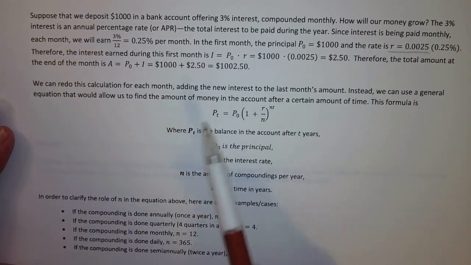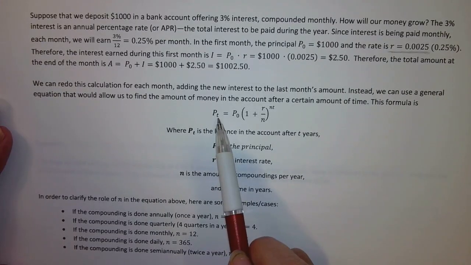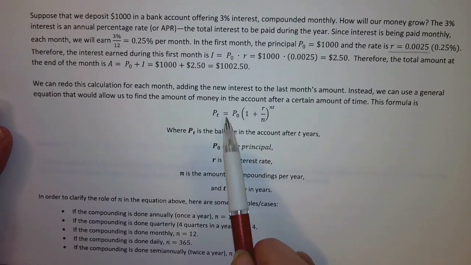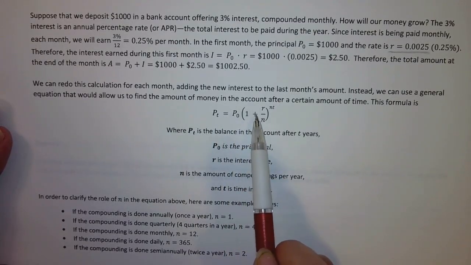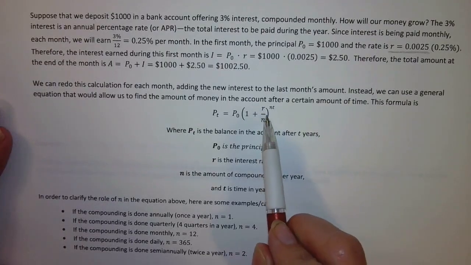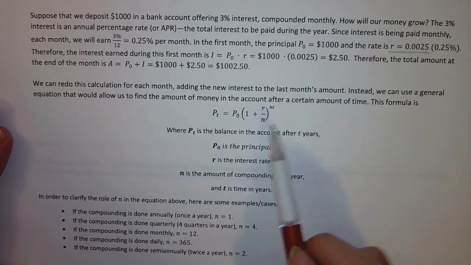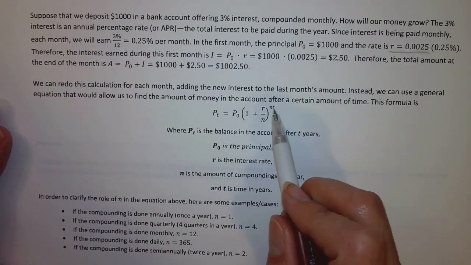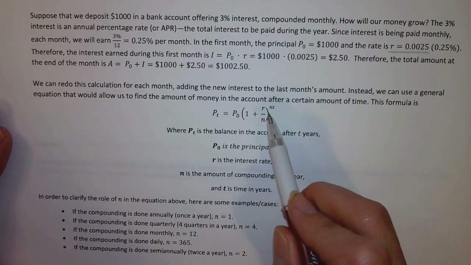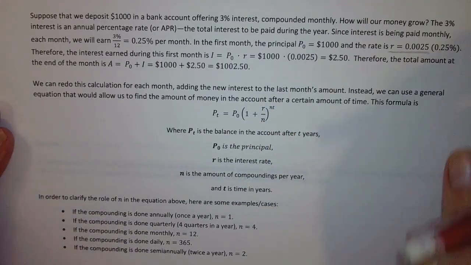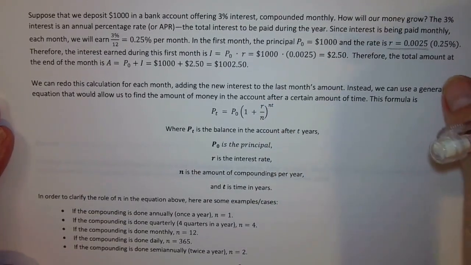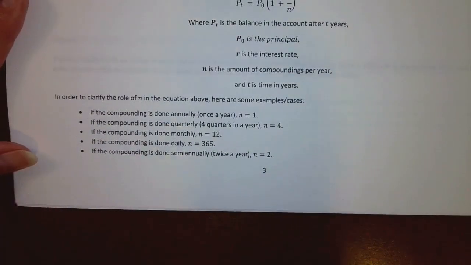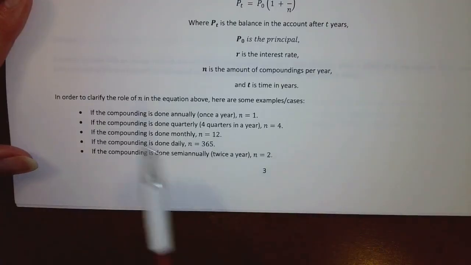So this formula is P sub T, the balance after T years, equal to P0 times 1 plus the interest divided by the compoundings per year, all raised to the NT power, where N is the compoundings per year and T is the time in years. So this is a handy little thing. You might have this around while you're doing your homework.